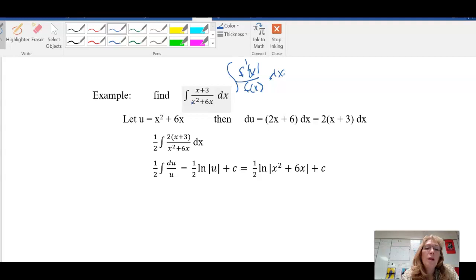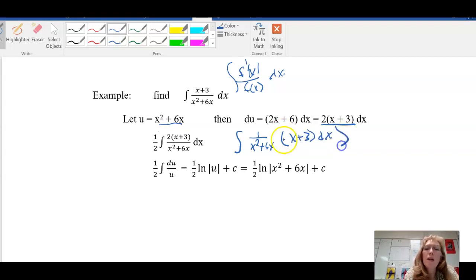So this here has to be u, the denominator, which is x squared plus 6x. That means the derivative is 2x plus 6 dx. All right, I'm going to factor out a 2 here because I have to get to this x plus 3 in the numerator. So we're going to rewrite this. We've got the integral. We've got 1 over x squared plus 6x. Now we're multiplying by x plus 3 dx.